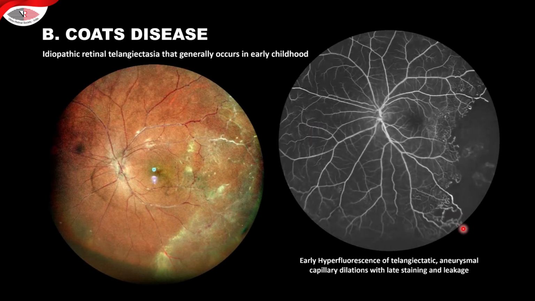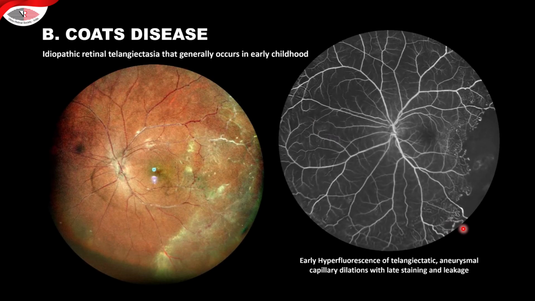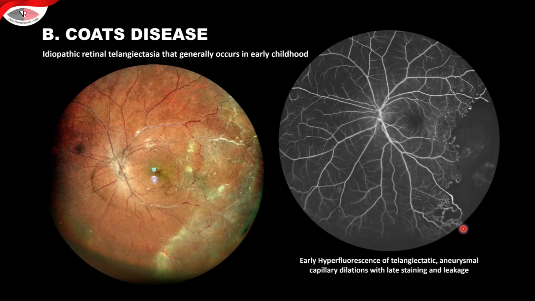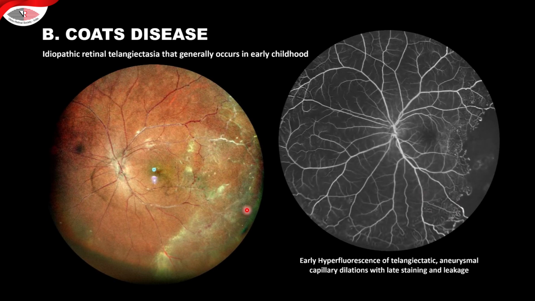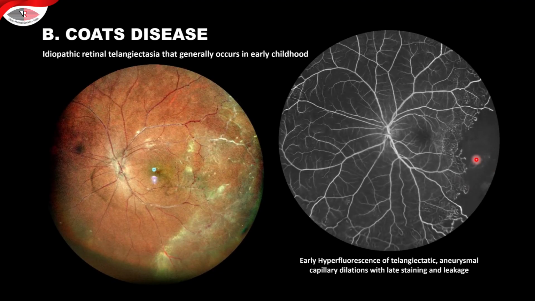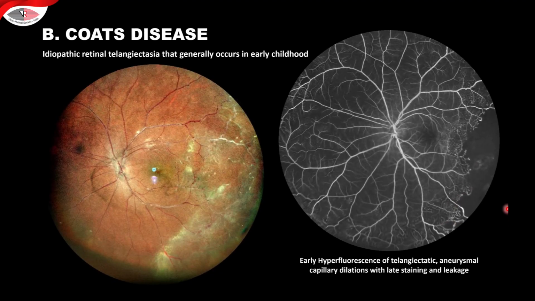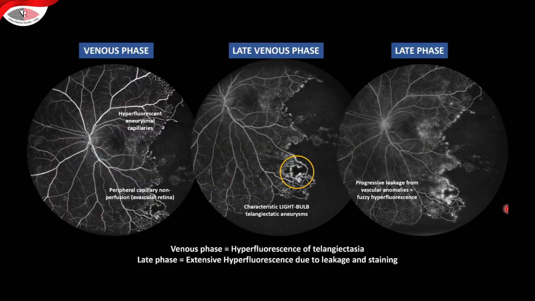Then you come to Coats disease. Now, this is idiopathic telangiectasia that occurs in early childhood, usually unilateral in a young child, but can also happen in young adults as a variant. So here you see all these changes taking place, cause ischemia, a lot of exudation, and they need to be lasered as soon as possible with or without anti-VEGFs in these cases.